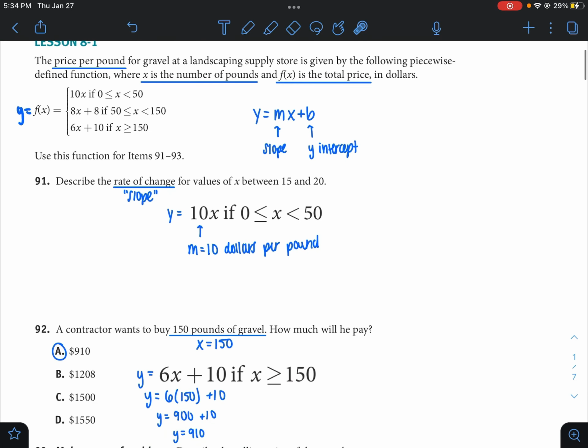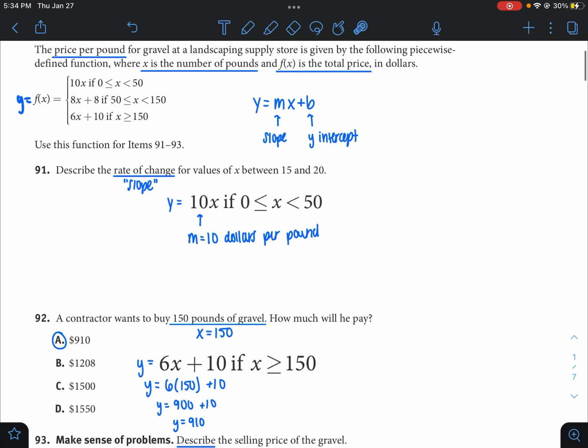All right. Number 92. Okay, a contractor wants to buy 150 pounds of gravel. So that means X is equal to 150. And again, that comes right here from the problem. X is the number of pounds. So if you're not understanding what you're reading, you're going to get yourself confused later on here. All right, but X is equal to 150.